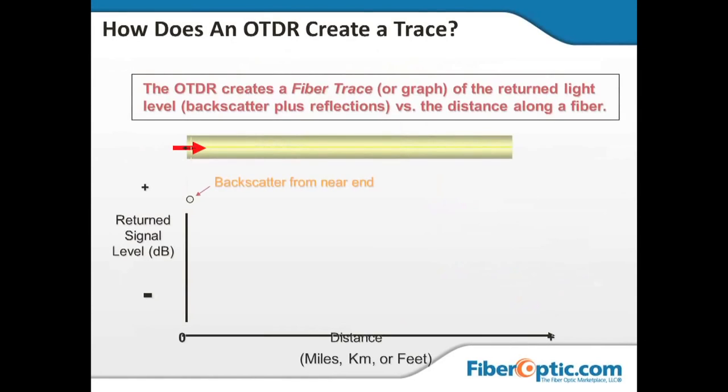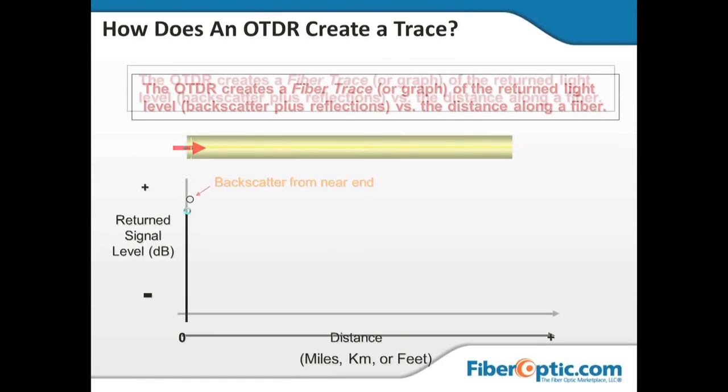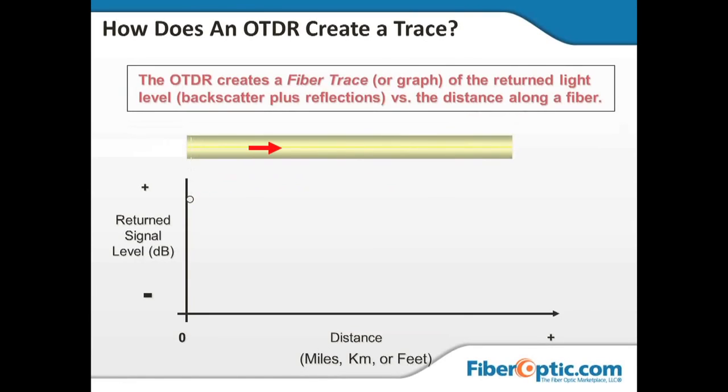Now you'll notice, and I'm going to use my pointer here, the return signal level is on our vertical axis, and our horizontal axis is going to be distance. What happens is we get a backscatter point plotted based on the time it took for the pulse to go out and the backscatter to return. That's how it determines the distance.